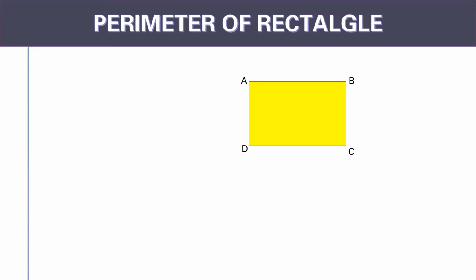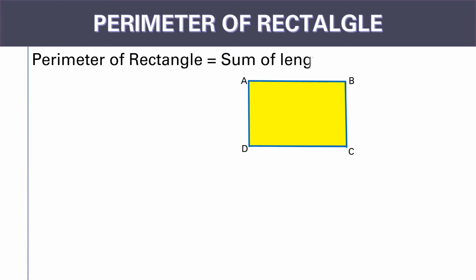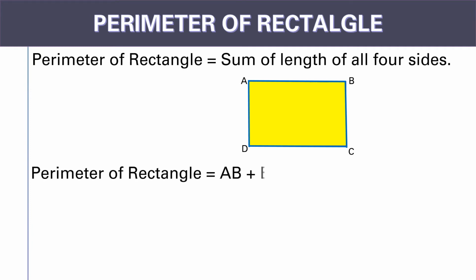Now let us look at the formula for perimeter of a rectangle. We have already learned that a rectangle has four sides where its opposite sides are equal in length. Thus, perimeter of rectangle is equal to sum of length of all four sides. So, perimeter of rectangle is equal to AB plus BC plus CD plus DA.